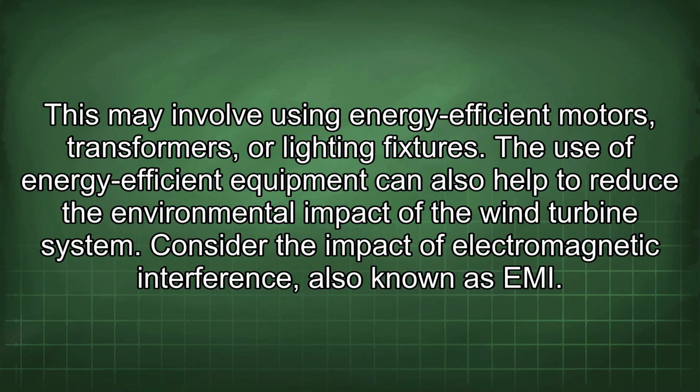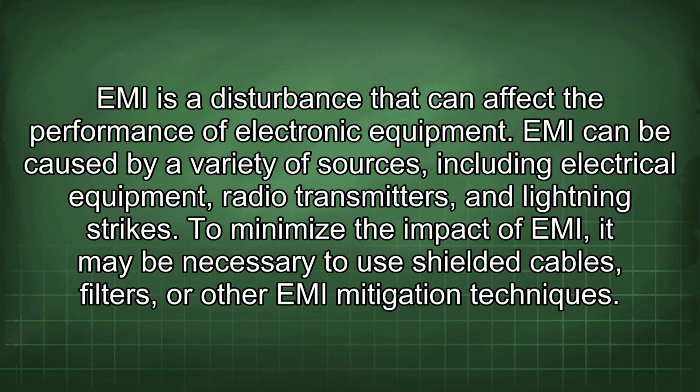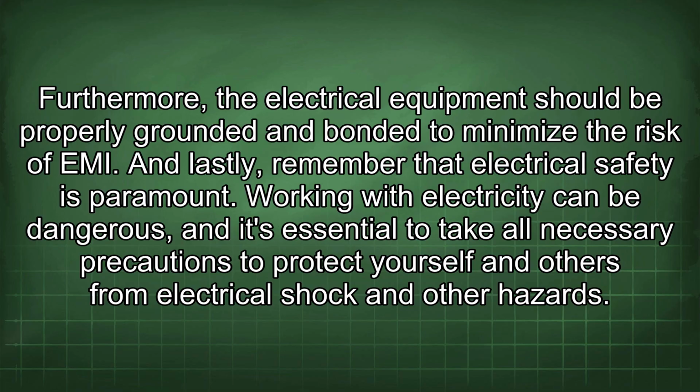Consider the impact of electromagnetic interference, also known as EMI. EMI is a disturbance that can affect the performance of electronic equipment. EMI can be caused by a variety of sources, including electrical equipment, radio transmitters, and lightning strikes. To minimize the impact of EMI, it may be necessary to use shielded cables, filters, or other EMI mitigation techniques. Furthermore, the electrical equipment should be properly grounded and bonded to minimize the risk of EMI.